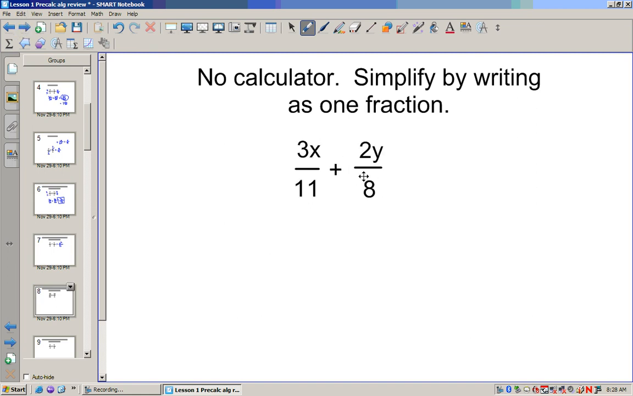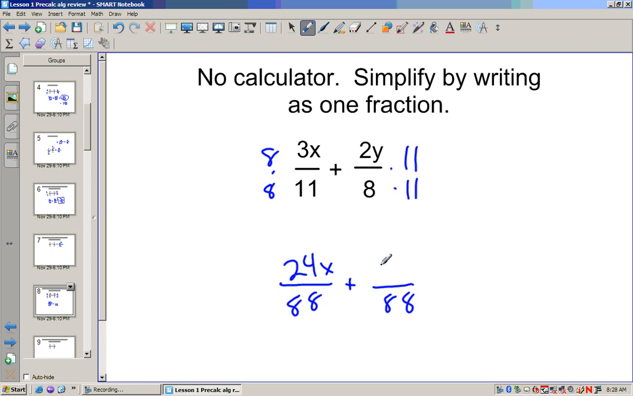Here, try this one on your own and see how far you get. Our common denominator will be 88. Here we're multiplying by 8 on top and bottom, so this would be 24x. Over here we're multiplying by 11, so this would be 22y. So when I add these across, I have 24x plus 22y over 88.